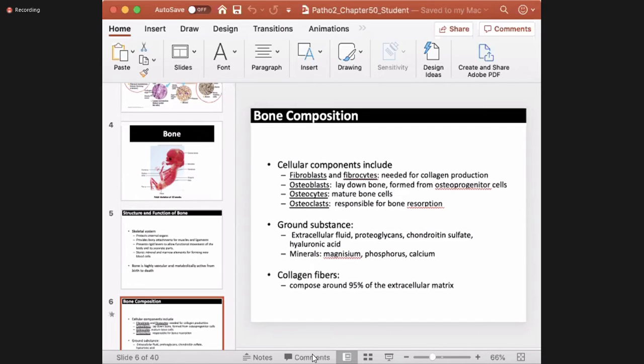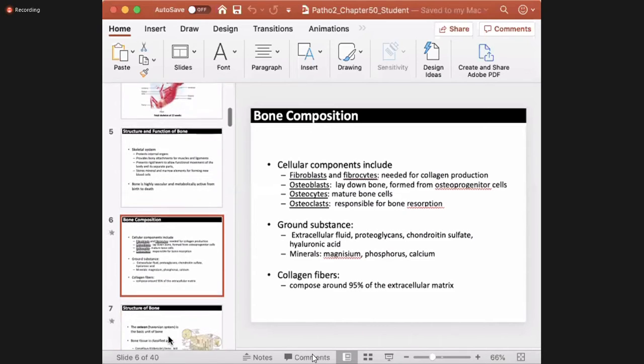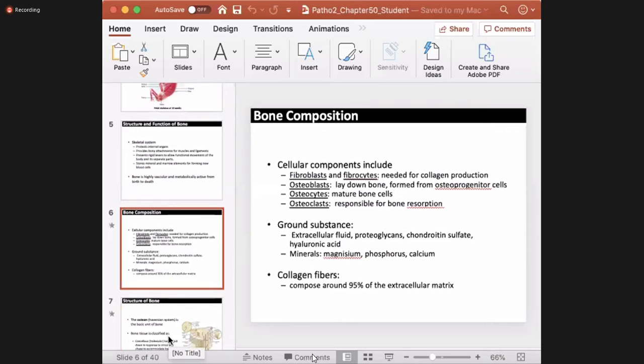So in terms of your ground substance and collagen fibers, this is what makes up the extracellular matrix, right? Your ground substance has your minerals like your magnesium, your phosphorus, your calcium. It has the extracellular fluid. It has the hyaluronic acid. And then your collagen fibers give your bone the tensile strength, and that makes up the majority of your extracellular matrix. So your collagen fibers are allowing for a bone to have weight upon it and being able to bend and withstand that weight without breaking.